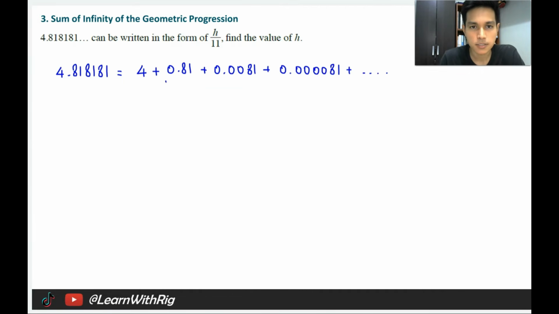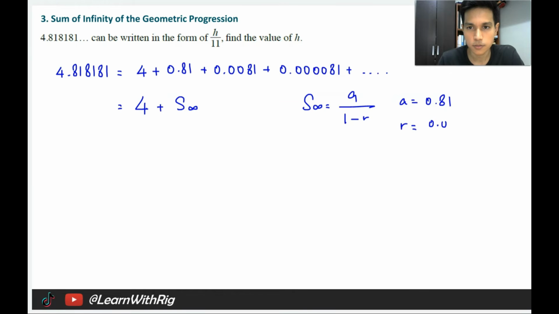So this would be the sum of infinity, because you're going to add them up, correct? So in this case, 4 plus sum of infinity. What is the sum of infinity? The formula is a over 1 minus r. So in this case, what is the a value? A value is the first number here, which is 0.81. What about the common ratio? Common ratio is 0.0081 divided by 0.81. Answer should be 0.01.